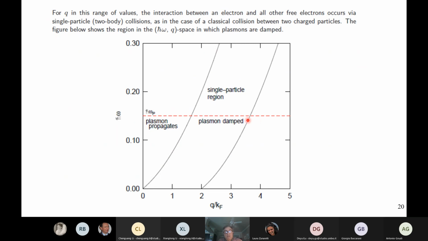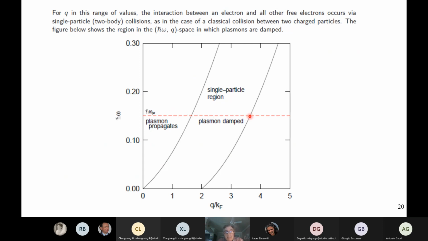And this is shown in this picture, which is well known. So if this is the plasma frequency, this is the wave vector expressed in units of the Fermi wave vector, this is a zero temperature picture. So the plasmon can persist as long as there's no possibility of exciting an electron from below the Fermi sea above the Fermi level, conserving energy and momentum. This cannot happen in this region.